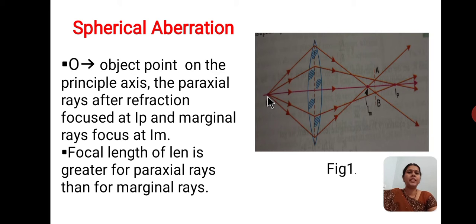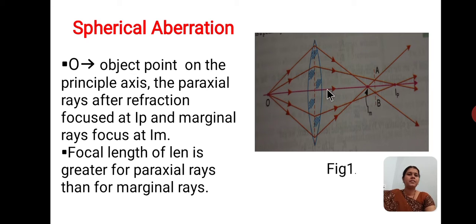Now monochromatic light is incident on a lens. The rays which hit the lens in the smaller area around the center of the lens, we call paraxial rays, and they are brought to focus at a point IP. The rays hitting the top and bottom of the lens, we call marginal rays, and they are made to focus at the point IM.